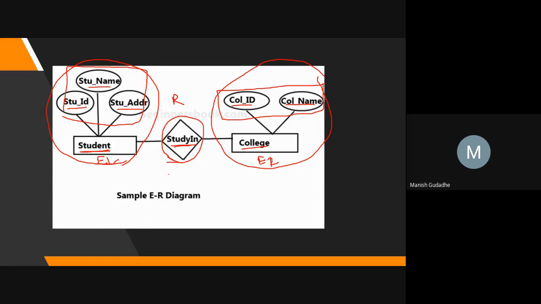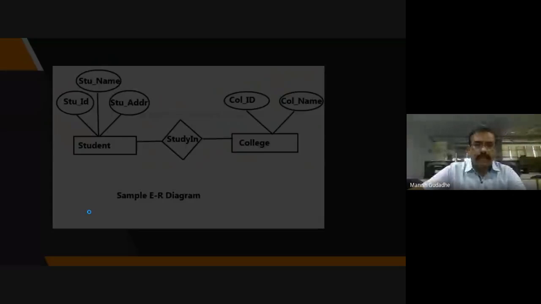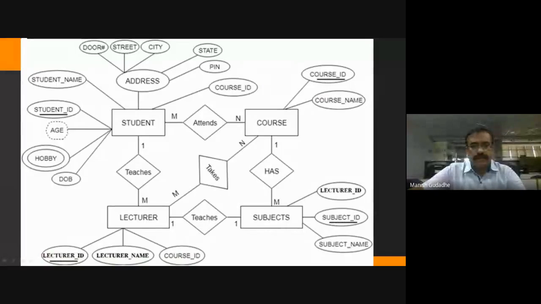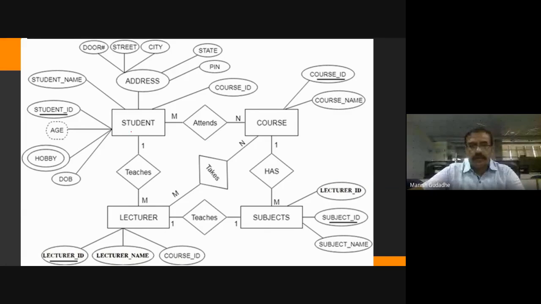So this is a diagrammatic representation. Practically, this is not implemented. One more diagram we'll see as an example for the same. This is a little bigger picture you are going to get, which has four entities: student, course, subject, and lecturer.